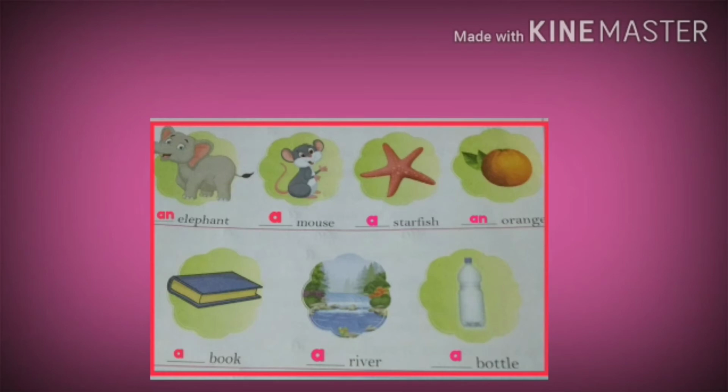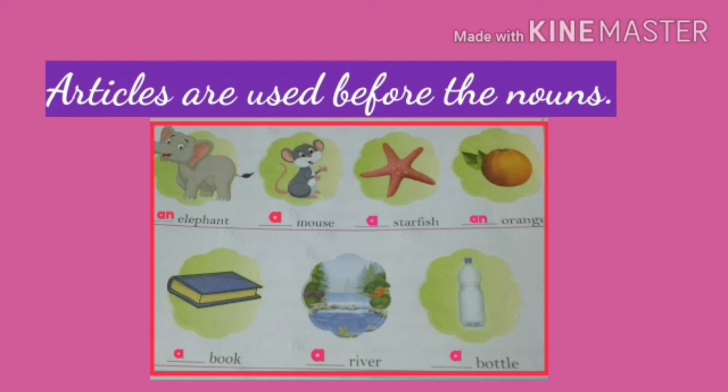Look at these pictures: an elephant, a mouse, a starfish, an orange, a book, a river, a bottle. Here you can see that articles are used before nouns. These words, that is a, an, and the, which are used to point out nouns, are called articles.